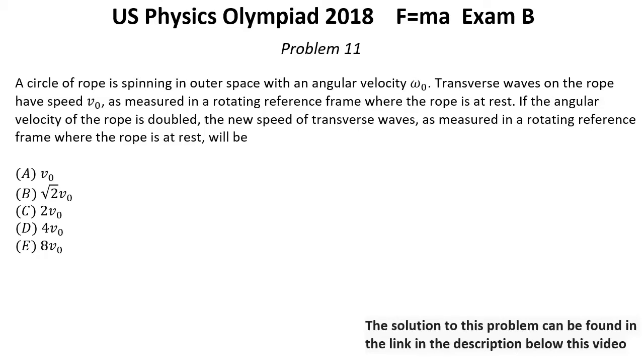Solution for problem number 11. Consider a small segment of rope. The tension force on each end of the rope provides the centripetal force, which is proportional to omega squared. The wave speed is the square root of tension over linear density. Linear density here is a constant and T is proportional to omega squared. It means that the speed is proportional to omega. And this is answer C. And this is the correct solution for problem number 11.